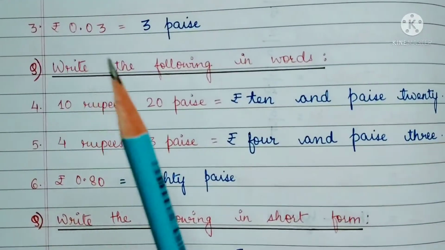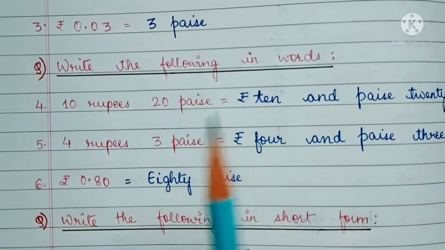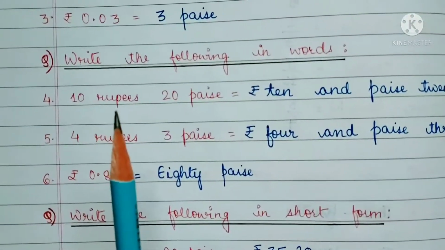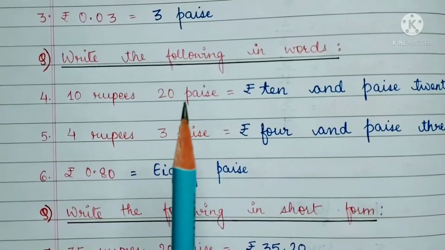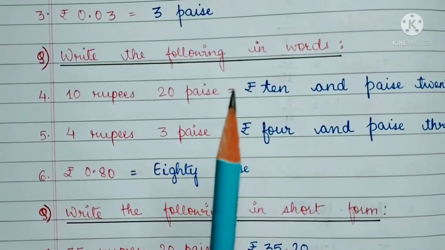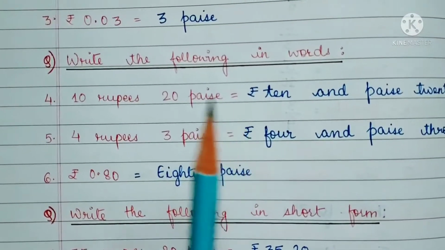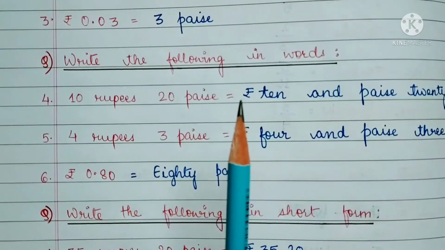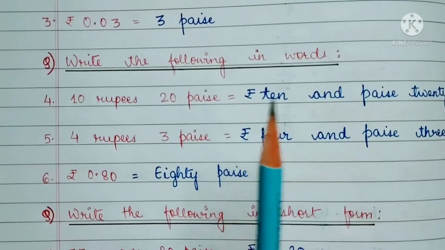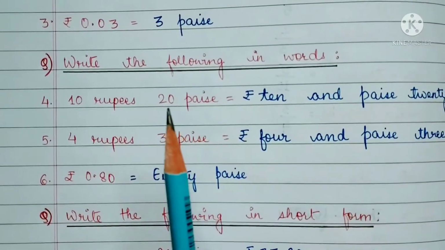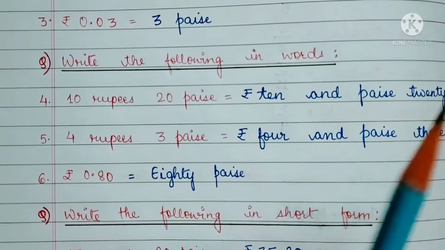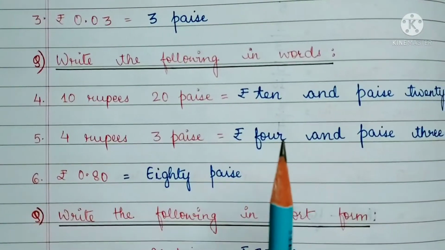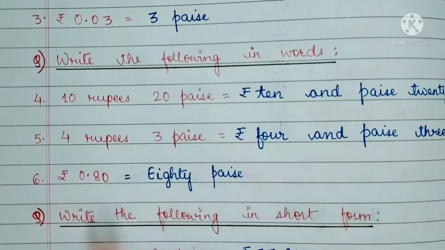It is, write the following in words. This is the fourth question. 10 rupees 20 paise in words. When we write in words, we use the symbol. So how many rupees are here? 10 rupees. So we'll put the symbol for rupees. Then we'll write 10, and how many paise? 20 paise. So paise 20. Fifth one, 4 rupees 3 paise. Rupees 4 and paise 3.